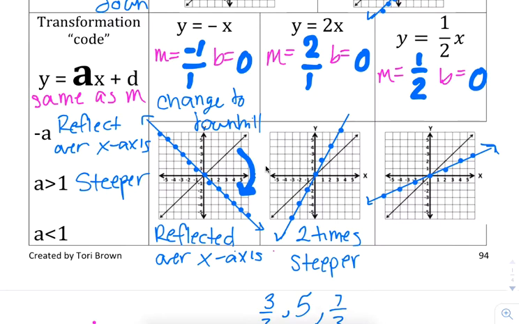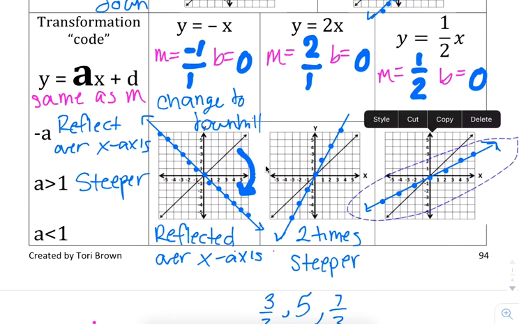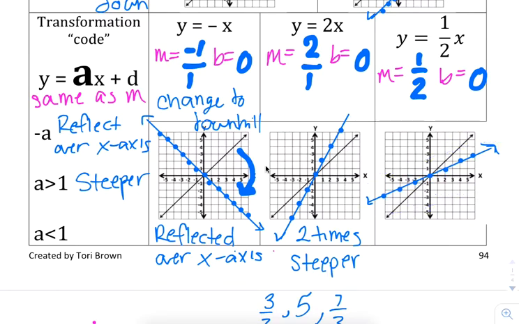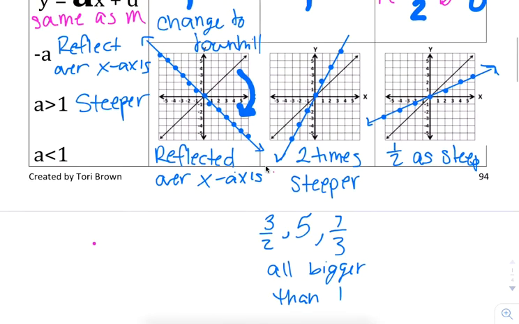Okay? Well, that means that if I have a number smaller than 1, what's it going to do? Well, it's going to take the original and it's going to flatten it out just a little bit. It's going to make my graph less steep. So on this problem, it's less steep. I'd say it's half as steep as the other one, okay? So on these problems, it doesn't matter if it's a 1/2 or a 3/4 or a 2 out of 10, let's say 2 out of 7. Doesn't matter what it is as long as it's smaller than 1.